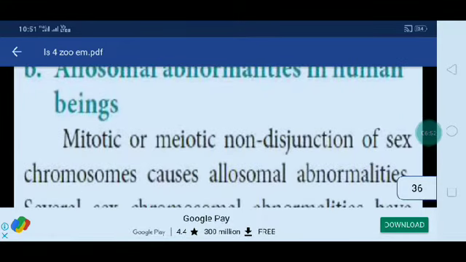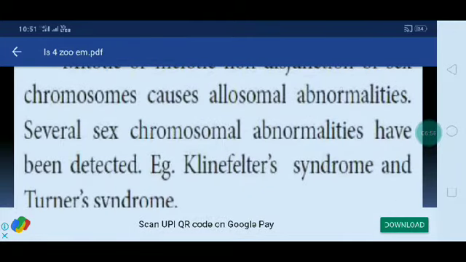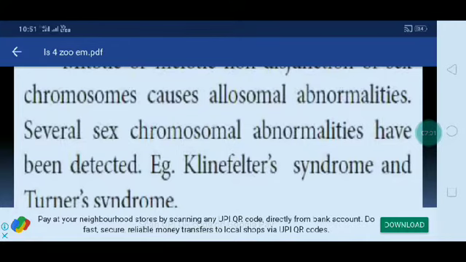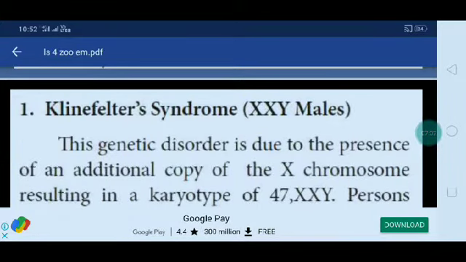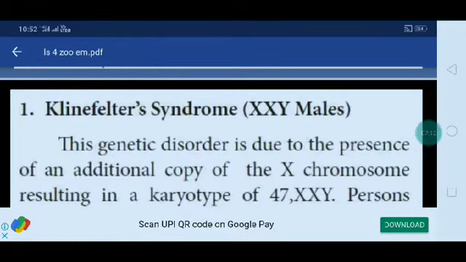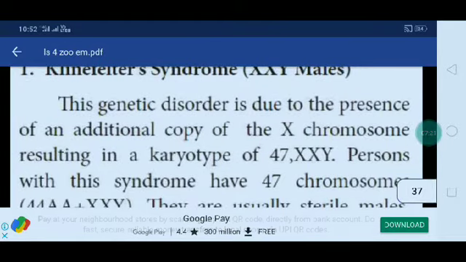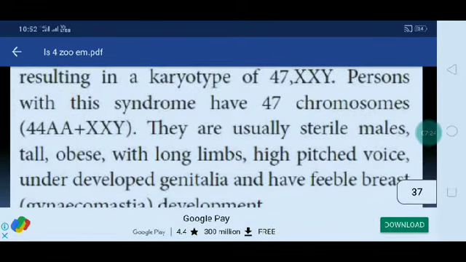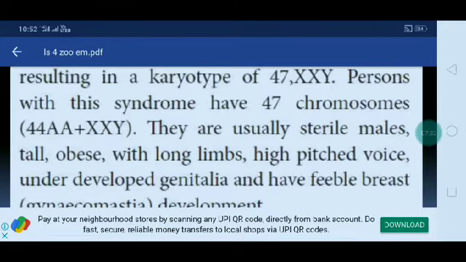In human beings, mitotic and meiotic non-disjunction of sex chromosomes causes allosomal abnormalities. Several sex chromosome abnormalities have been detected, including Klinefelter syndrome and Turner syndrome. Klinefelter syndrome, XXY males. This genetic disorder is due to the presence of an additional copy of the X chromosome, resulting in a karyotype of 47, XXY. Persons with this syndrome have 47 chromosomes, 44 autosomes plus XXY. They are usually sterile males, tall, obese with long limbs, high-pitched voice, underdeveloped genitalia, and feeble breast development.